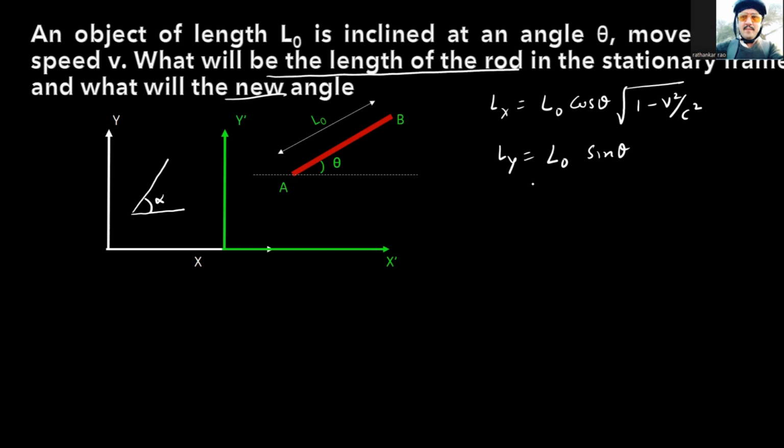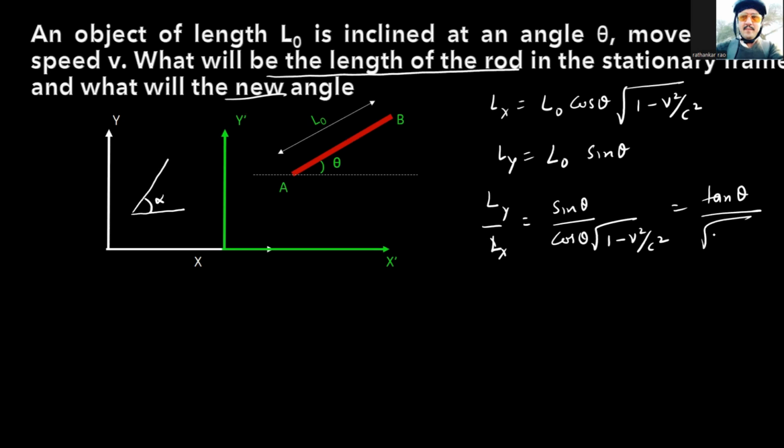So therefore, now we need to find this value of alpha. So what I will do, I will divide one by the other. When I divide one by the other, what do I get here? This will be Ly divided by Lx is equal to sin theta divided by cos theta into root of 1 minus v square by c square, which will now be equal to tan theta divided by root of 1 minus v square by c square.